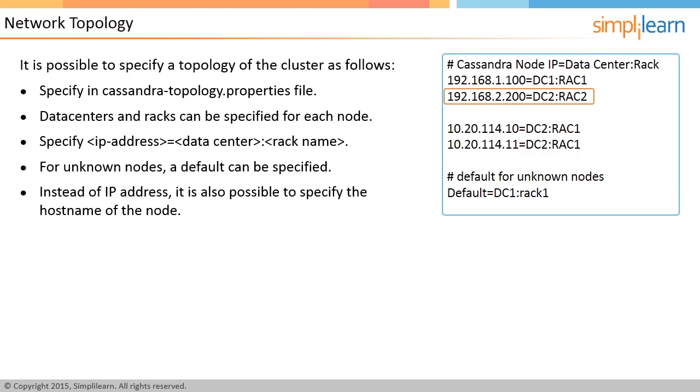Similarly, the node with IP address 10.20.114.10 is mapped to data center DC2 and rack RAC1, and the node with IP address 10.20.114.11 is mapped to data center DC2 and rack RAC1. There is also a default assignment of data center DC1 and rack RAC1 so that any unassigned nodes will get this data center and rack.